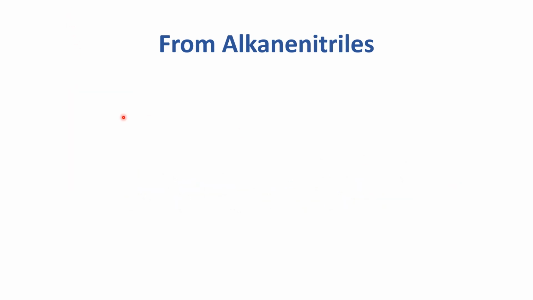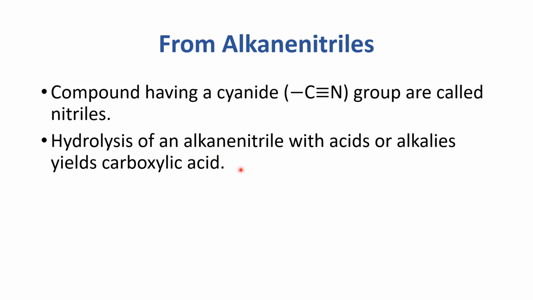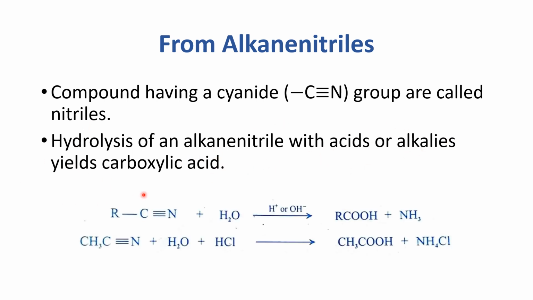The next method is from alkanenitriles, compounds having a cyanide group called nitriles. Hydrolysis of an alkane nitrile with acids or alkalis yields carboxylic acids. You first hydrolyze the alkane nitrile in the presence of an acid or alkali, and it will yield a carboxylic acid. So here we have ethane nitrile reacting with H2O in the presence of HCl, which yields ethanoic acid plus a side product.